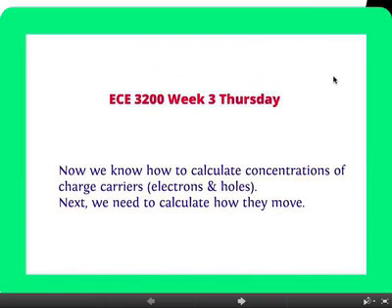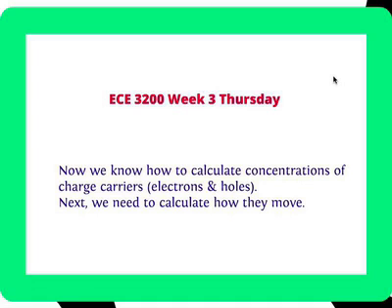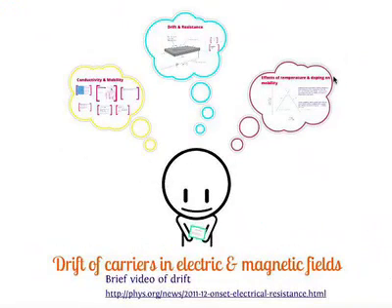Okay, now we know how to calculate the concentration of carriers, electrons, and holes. Next, we need to calculate how they move. But before we do that, let's think. There are two ways that this happens. One is in the presence of an electric field, these things drift. And you can also have this in the presence of a magnetic field, as we'll talk about.